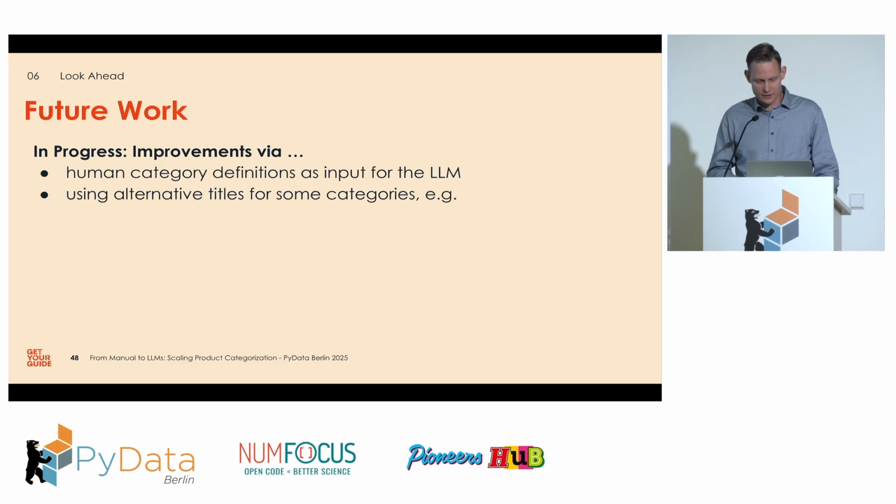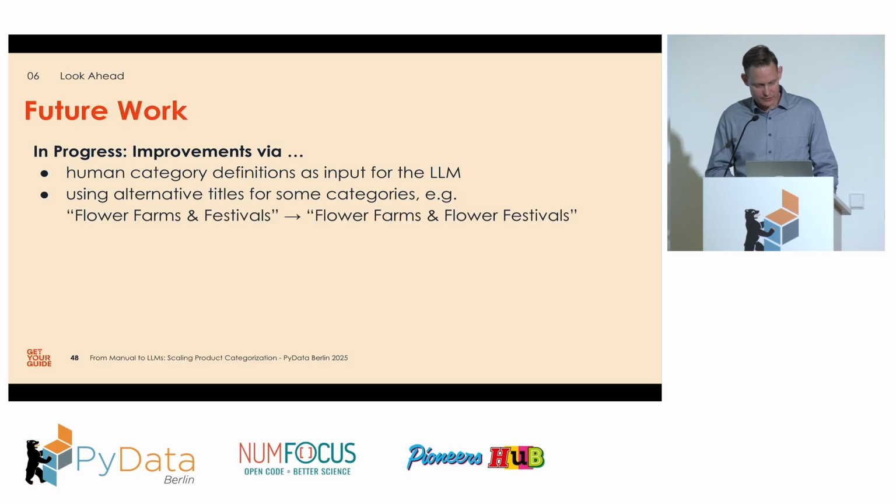Also, using an alternative title in the LLM prompt was helpful in some cases. One example is the category flower farms and festivals. When we took a look at the products that were selected for it, we found some of them were not related to flowers, but just to festivals. So it was difficult for the LLM to understand. Just renaming it for the LLM with flower farms and flower festivals helped.